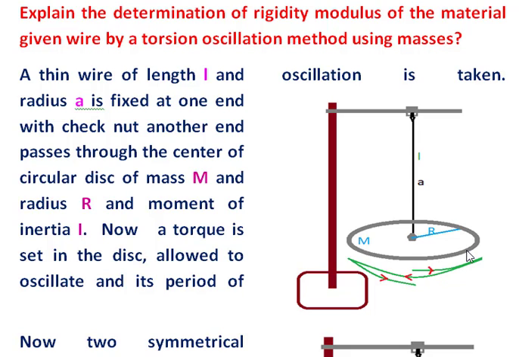Now a torque is applied to the disc and it is allowed to oscillate, and its period of oscillation is taken. So the torque is given like this. It starts to oscillate from the center to here, then again here, and then here. It is taken as a single oscillation: here to here, and then here, and again it reaches the center. So the oscillation is counted as one oscillation.